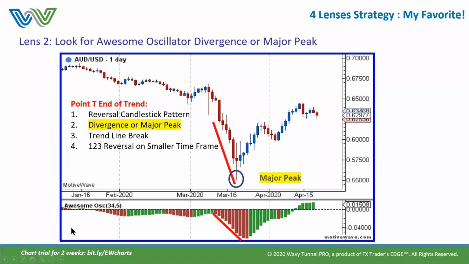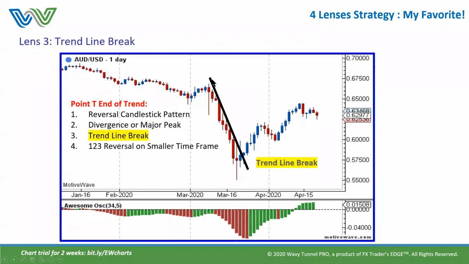If you look across the awesome, this is the lowest peak. That's number 2. Number 3, you just simply draw your trend line down. This is a very steep trend. You draw your trend line, and we have a trend line break. This is the daily chart. You can always go down to a smaller time frame as well. You'll see the same thing, and the candle closes above the trend line.